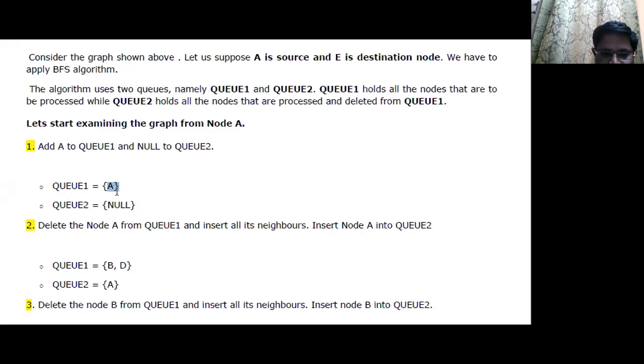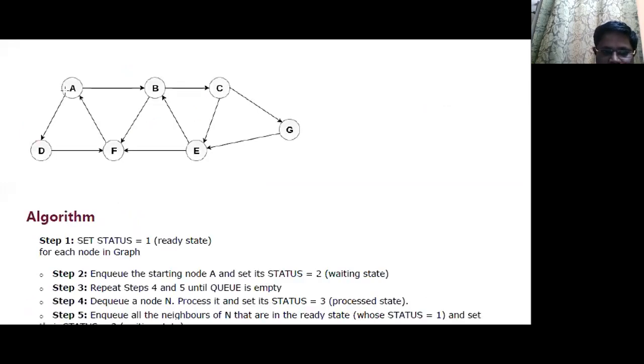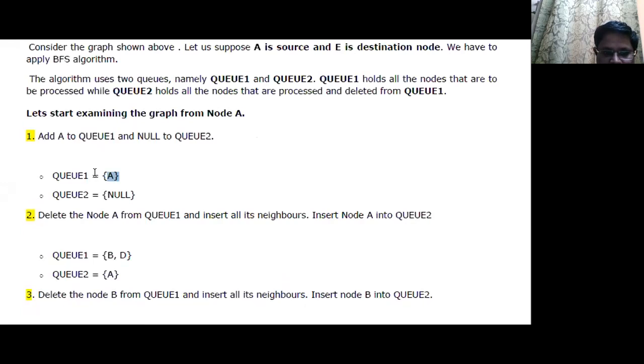So what does it mean? Let's look at the graph. How many neighbors of A are there? There are 2 neighbors. Since this is a directed graph, one neighbor is B and the second neighbor is D. So there are 2 neighbors, B and D. Those neighbors are added to the queue because A is deleted from this queue and moved to Q2. So in the next step, the neighbors of A are added to Q1 and node A moves to Q2.